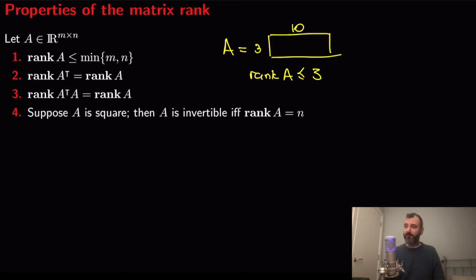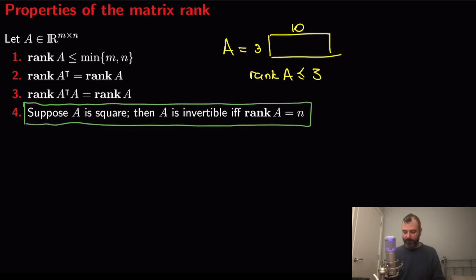The second one is that if you put a transpose on your matrix, the rank doesn't change. So the rank of A transpose is exactly the same as the rank of A. The third one is also important. The rank of A transpose A is the same exact thing as the rank of A. And the fourth one, I want us to stay here for a moment to appreciate what this fourth property is saying.